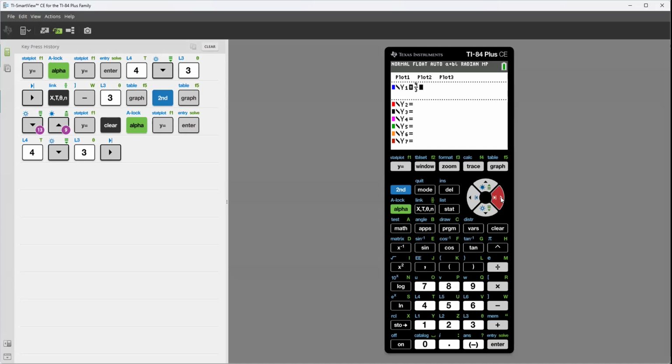So since we use X's a lot in here, the quickest button is the button right to the right of the green alpha button. It's got an X, T, theta, n, a 0 with a line through it and an n. If you click that, since we're in function mode, it puts that X up there.